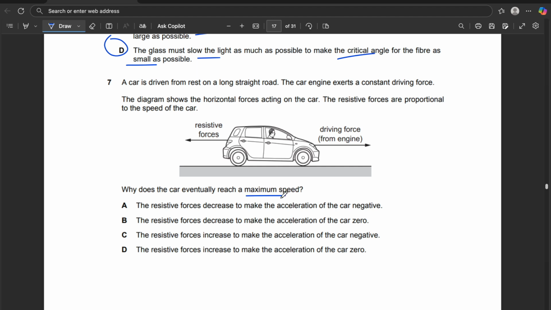So we need to know that maximum speed means constant speed, it is no longer accelerating to get to a larger speed, which means acceleration will be 0, right? So when acceleration is 0, this is because resistive forces will have to increase. So first, the driving force will be larger than the resistive force, and then over time the resistive force will increase, so the acceleration will be 0, and you get to a maximum speed, D.